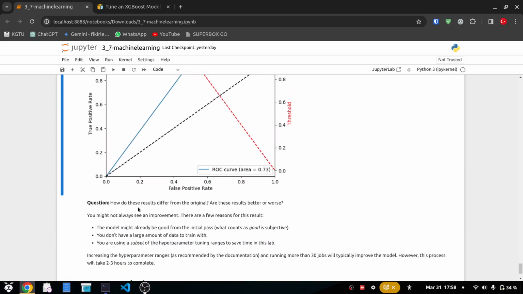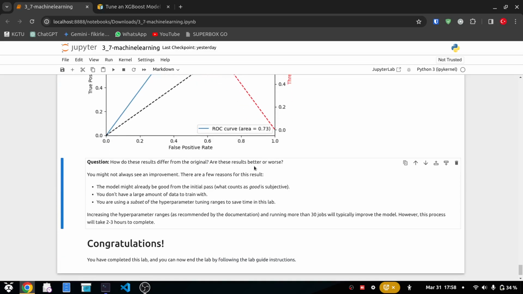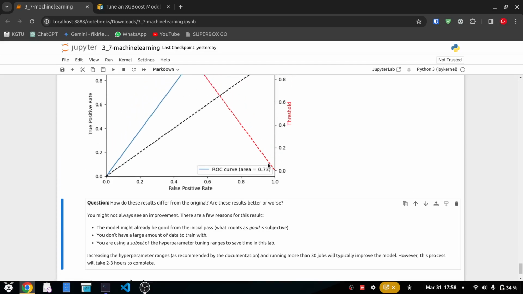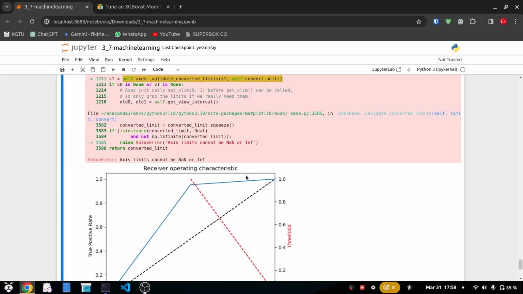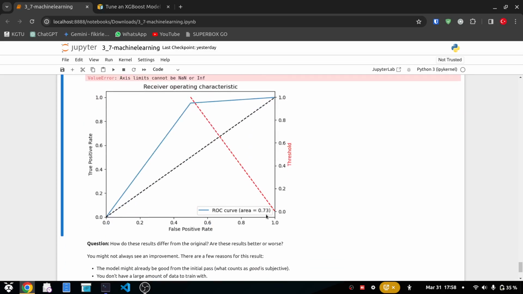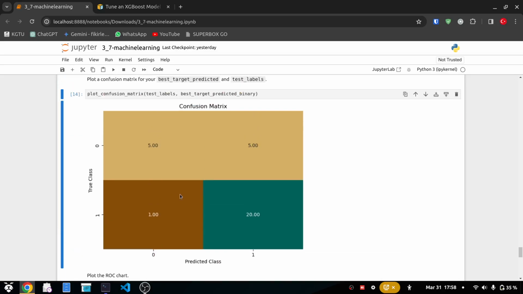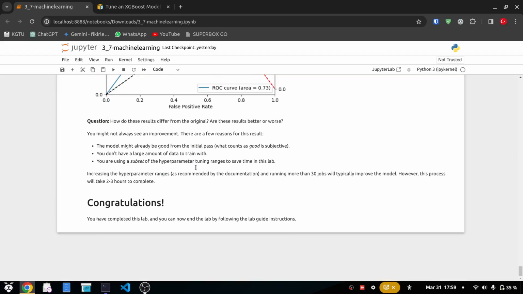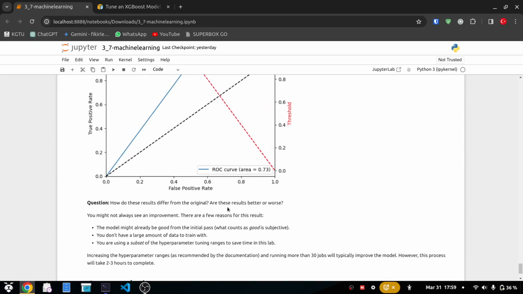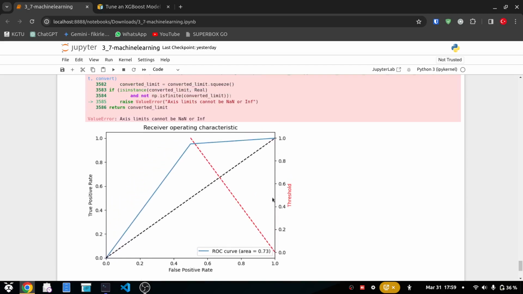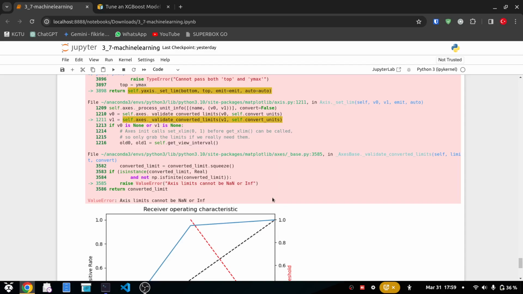How do these results differ from the original? Are these results better or worse? I would say that this model is worse, interestingly, because it has less area under the curve. This is one point, and the other point is it has a worse confusion matrix, because we had 7 true negatives and 19 true positives, whereas in here we have 20 true positives and 5 true negatives, and this is worse, I might say. So for an answer to this question, I might say the hyperparameter tuning job performed worse compared to the previous model that we had.